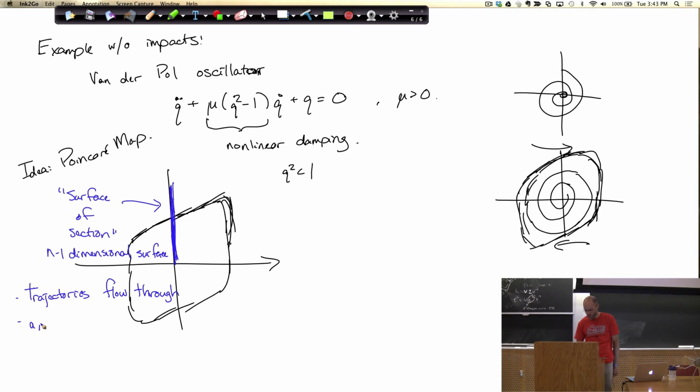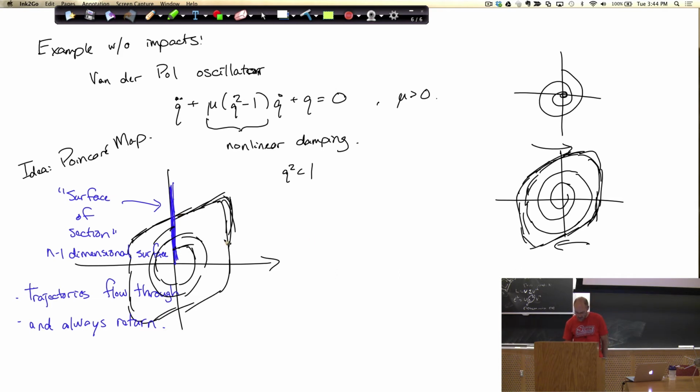And always return. So every trajectory that goes through will find its way back to go through again. Okay? So if I do that, then you can imagine charting this system in its higher dimensional space by charting its progression through the surface of section.